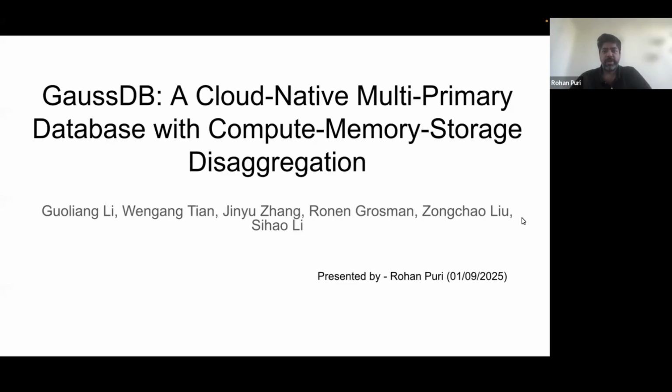Okay, guys, so today we'll be talking about GaussDB. It's a cloud native multi-primary database with three levels of disaggregation: compute, memory, and storage.